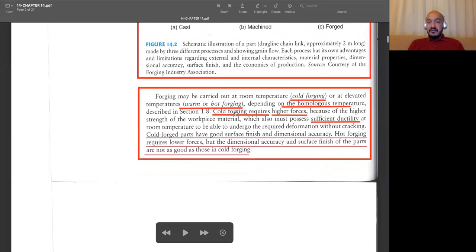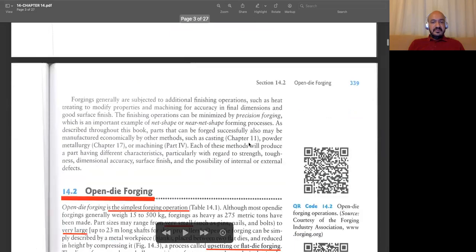The advantage of cold forging, as in the case of cold rolling processes, is better surface quality and much better accuracy. The advantage of hot forging is that with less force, since the material is a bit softer, you can shape the workpiece. The problem with hot forging is that the accuracy and the surface quality are not as good as in the cold forging process.